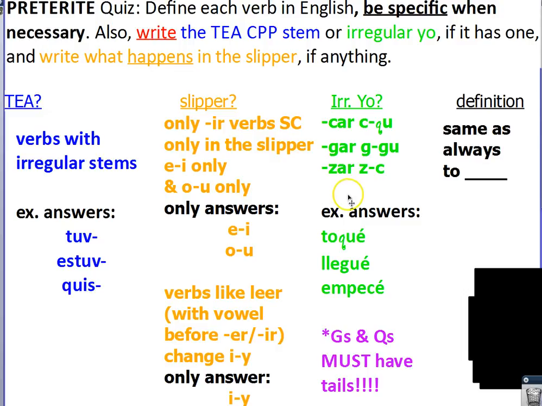If you have any questions, let me know, but this was just a little introduction to your preterite verb quizzes.